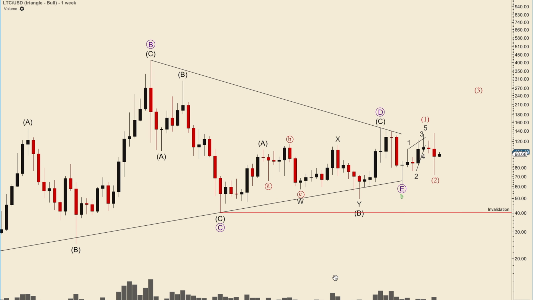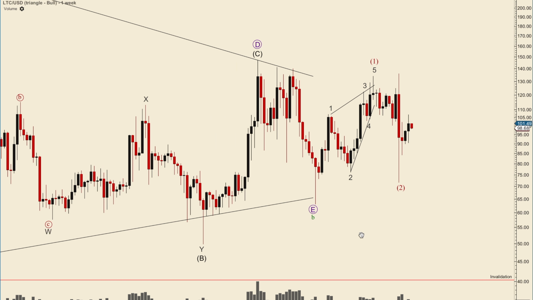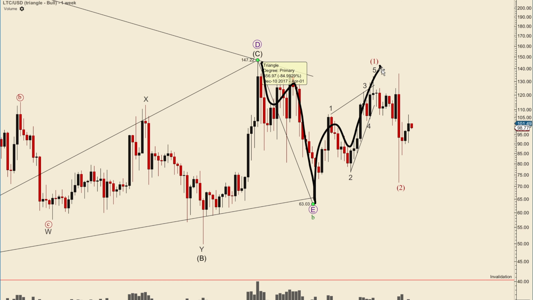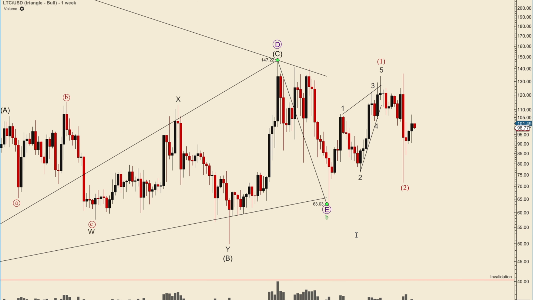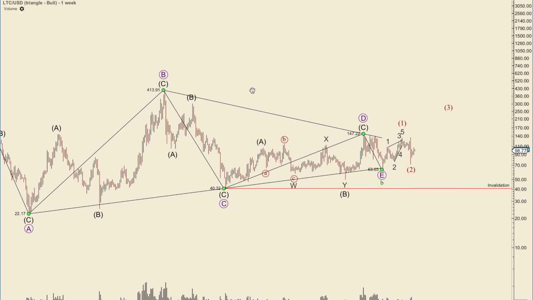And also, this is just a suggestion. It's a perfectly viable count, but you got to be aware that we might not be finished with the wave E here. Wave E could go lower as well. So we could get something along the lines of A, B, and C, or a WXY. So that is something to keep in mind as well. But we are expecting upside, as I mentioned.